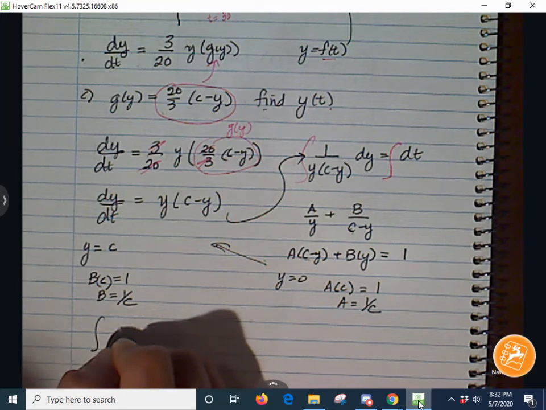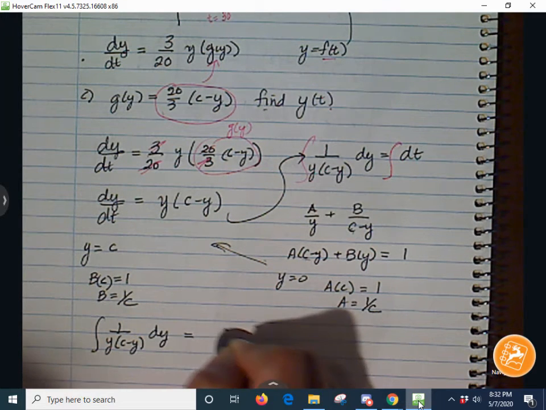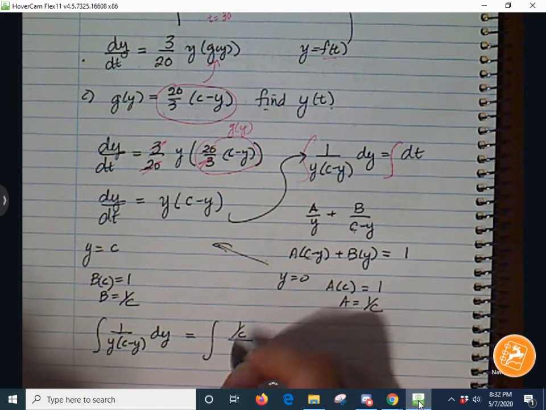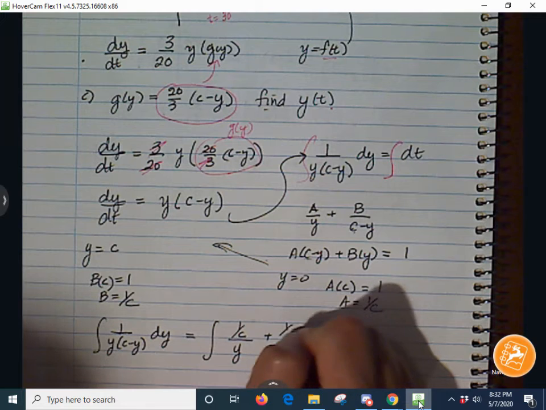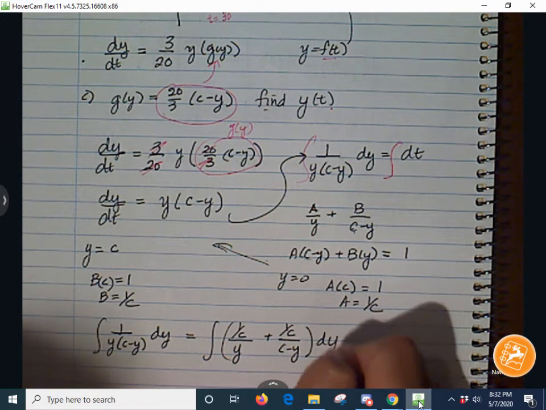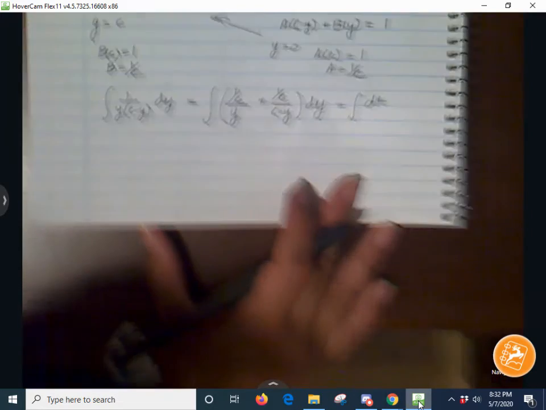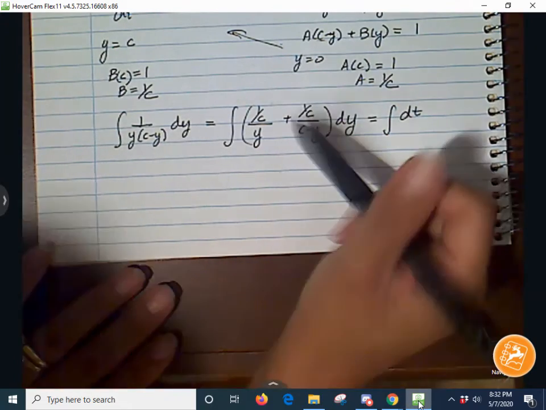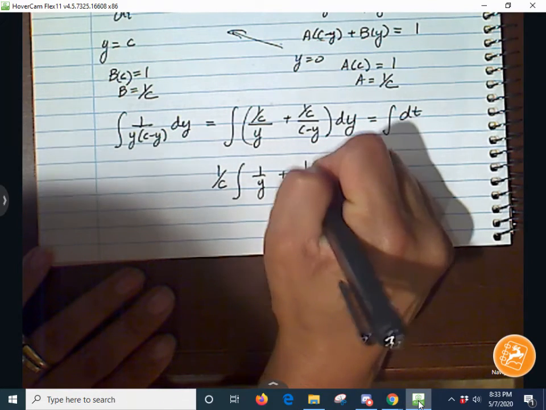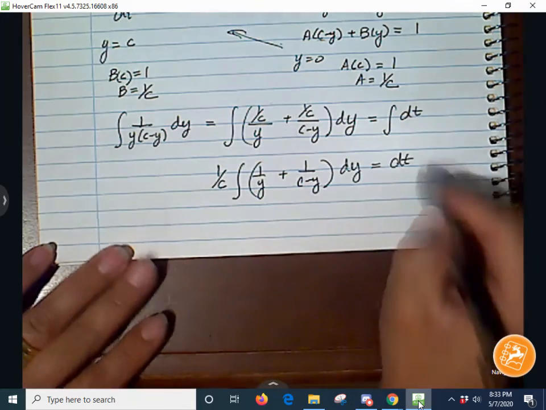So I'll do it like this. 1 over y(c minus y) dy is equal to 1 over c, that's my a, and my a was over y, plus my b is 1 over c, and my b was over c minus y, dy is equal to the integral of dt. Okay? All right, so then I can factor out the 1 over c: integral of 1 over y plus 1 over c minus y dy is equal to the integral of dt.